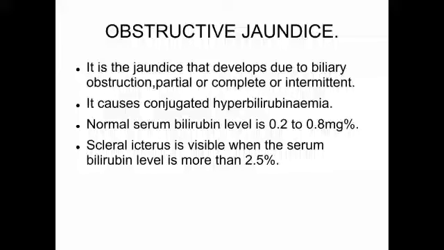Today I am taking a class on surgical jaundice or obstructive jaundice. It is a jaundice that develops due to biliary obstruction, whether partial, complete, or intermediate. This causes conjugated hyperbilirubinemia. Normal serum bilirubin level is 0.2 to 0.8 milligram per cent. The scleral icterus you see is visible when the serum bilirubin level is more than 2.5 milligram per cent.